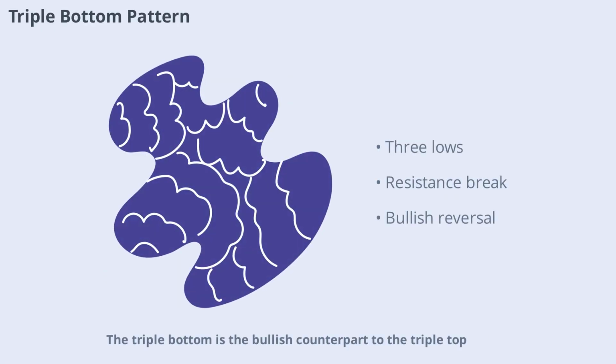Triple bottom is the bullish counterpart to the triple top. It forms when the price hits the same low 3 times with rallies in between. This pattern suggests that sellers are losing strength and buyers may soon drive the price higher. A breakout above resistance confirms the reversal. Triple bottoms are great for spotting buying opportunities after a prolonged downtrend.